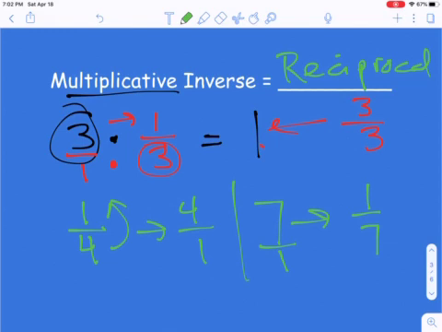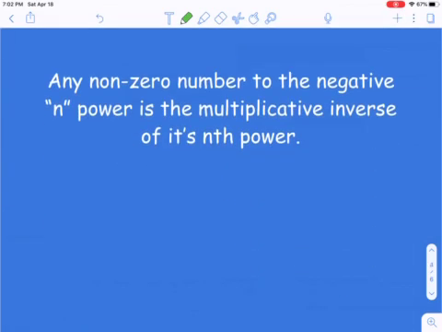It's the reciprocal. So now if we look at that definition again, any non-zero number to the negative n power is the multiplicative inverse of its nth power.